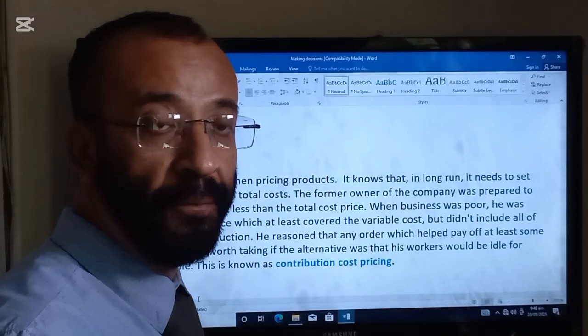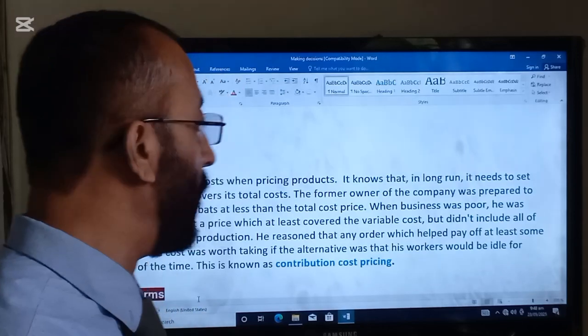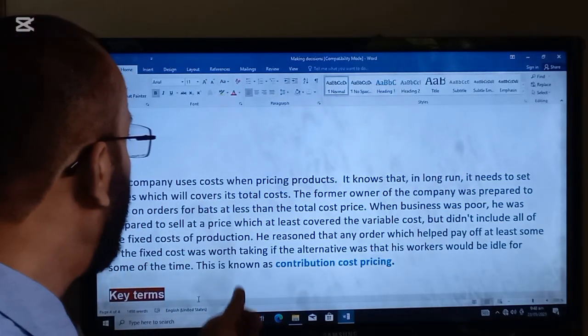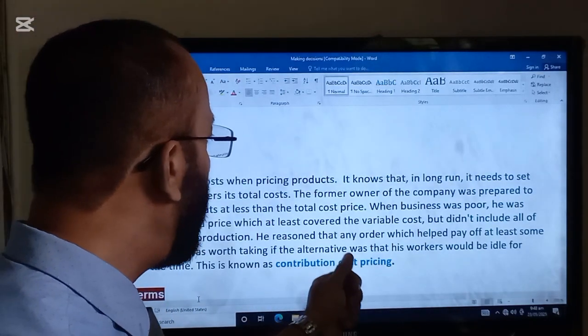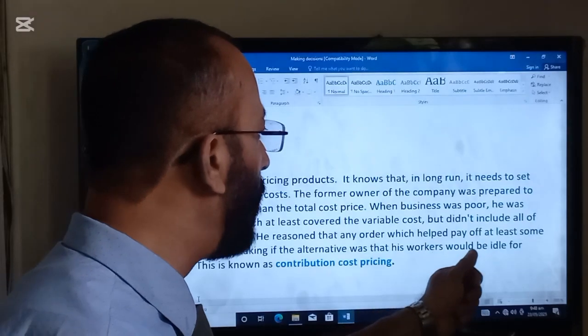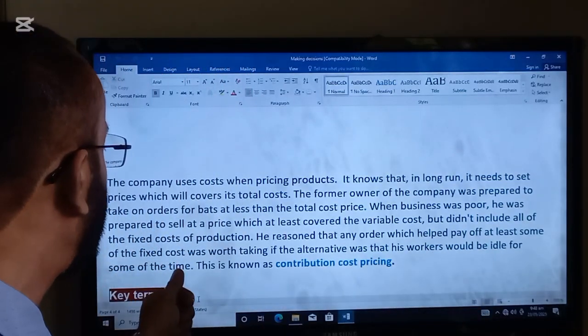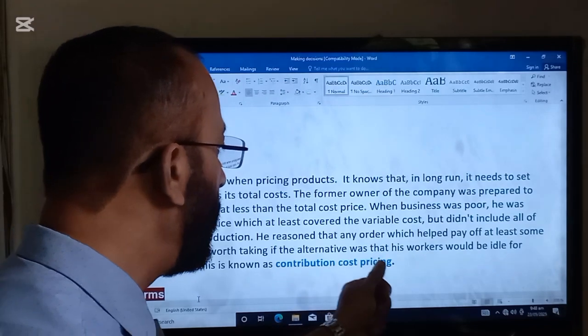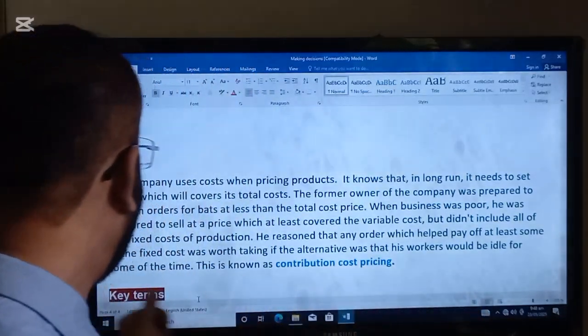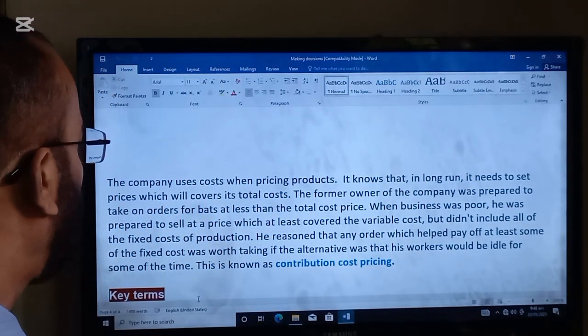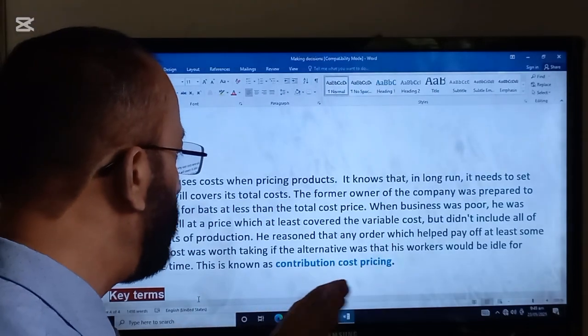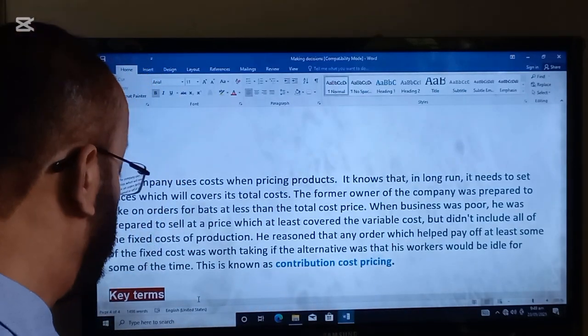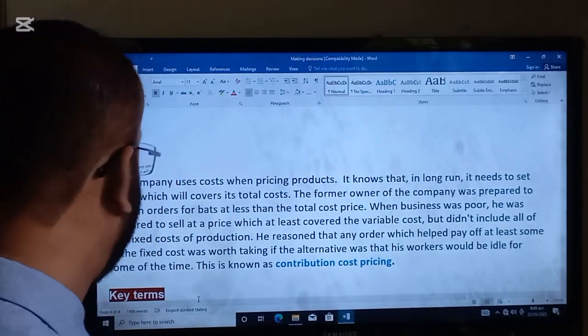Concentrate yourself. We are moving to a very important point. He reasoned that any order which helped pay off at least some of the fixed cost was worth taking if the alternative was that his workers would be idle for some of the time. This is known as the contribution cost price. Very important.